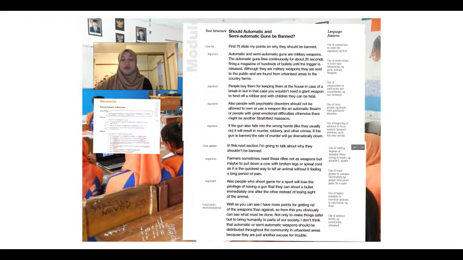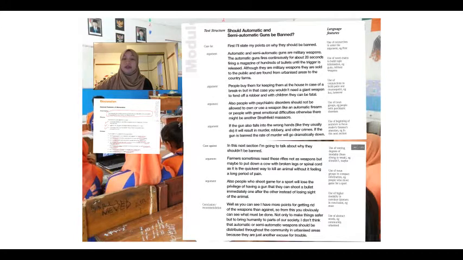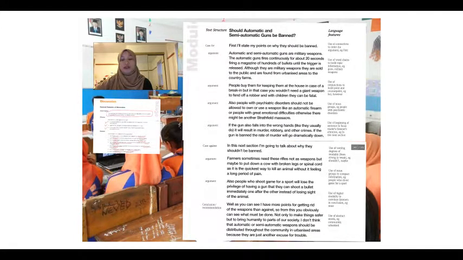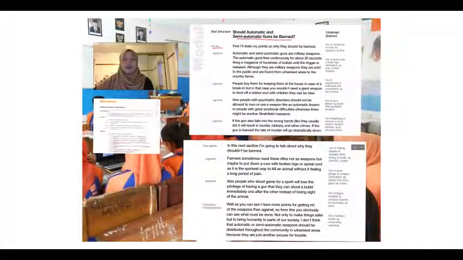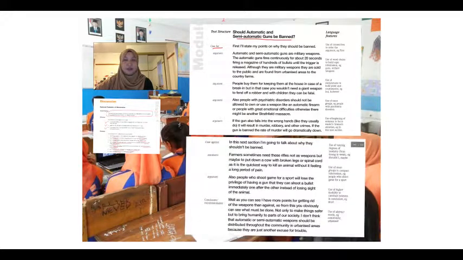So in the example that you can see here, the issue as stated in the title is whether automatic and semi-automatic guns should be banned or not. So this issue is discussed because there are pros and cons concerning it. Some people agree with the ban and some others disagree. Each has their own arguments to support their position or stance on the issue. So, please remember the structure of discussion text.